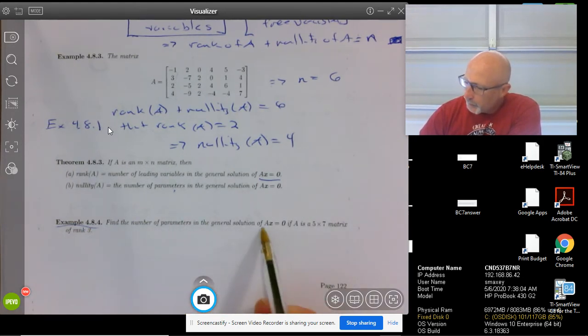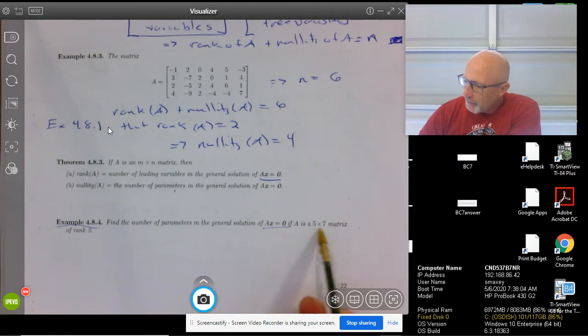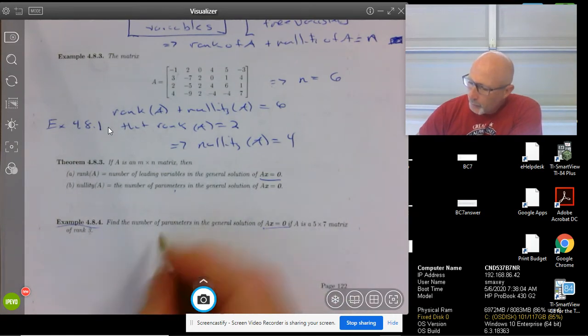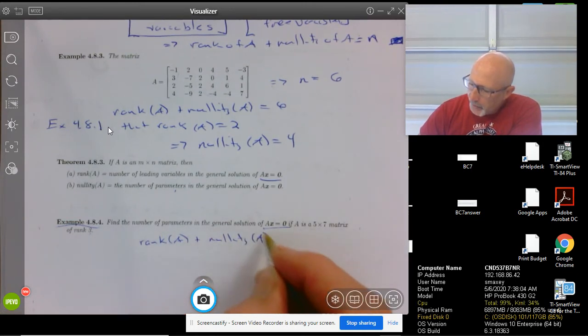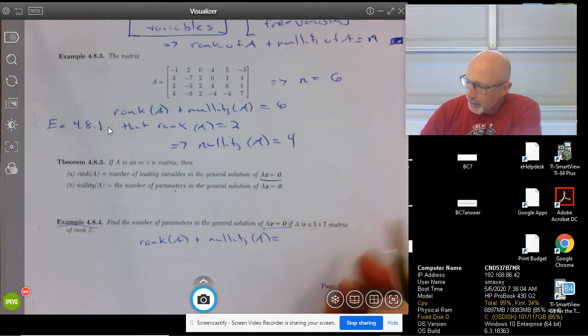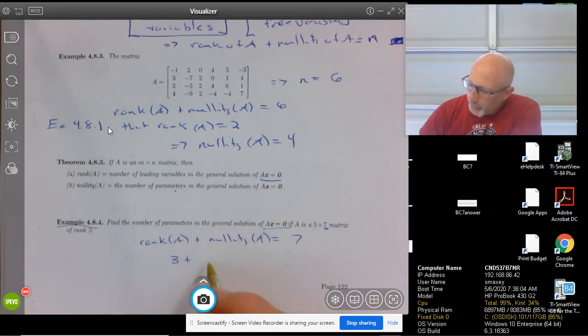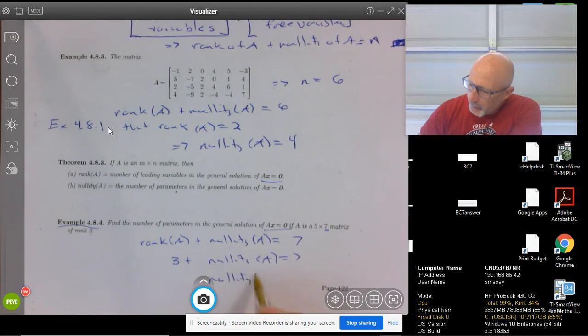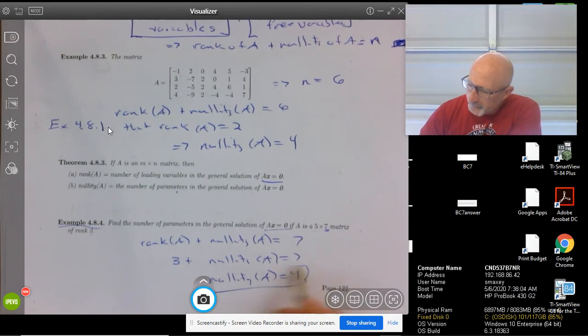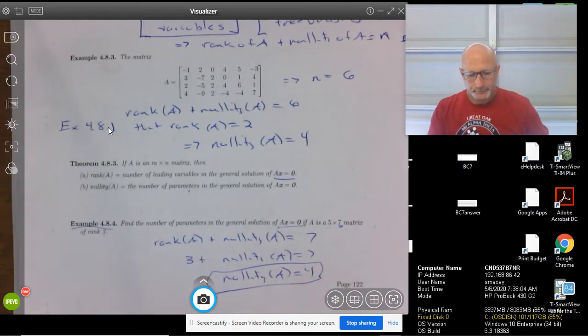So in this example, example 4.8.4, find the number of parameters in the general solution of AX equals 0 if A is a 5 by 7 matrix of rank 3. We know the rank of A plus the nullity of A is equal to n, and in this case you have 7 columns, so it's equal to 7. So 3 plus the nullity of A is equal to 7, so the nullity of A is equal to 4. And there we are.